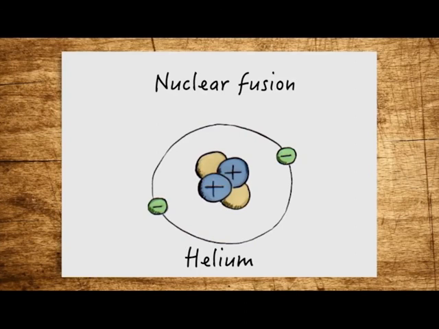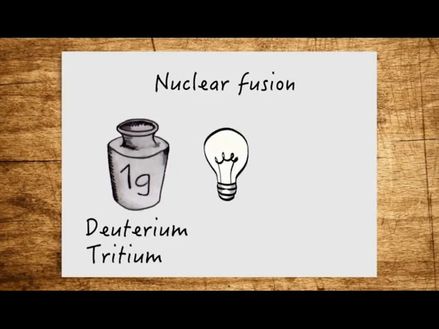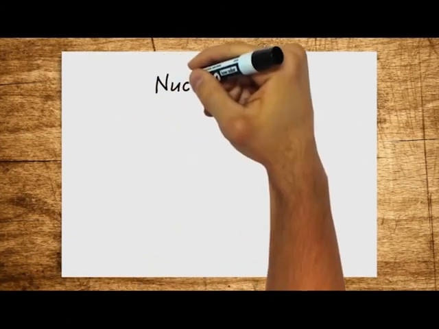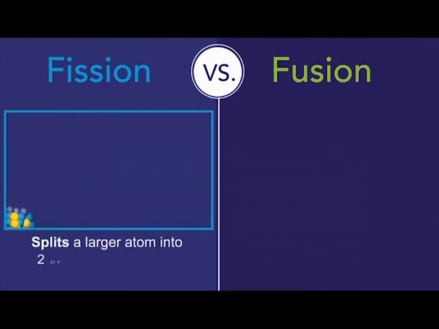In this case, it just needs 1 gram of hydrogen isotope to gain the energy of 12,000 kg of hard coal. Just imagine if you could generate 12 kilowatts of electricity from 10 grams of hydrogen isotopes using the process of nuclear fusion. For how long will it last? Look at the similarities and the differences between the two nuclear reactions.